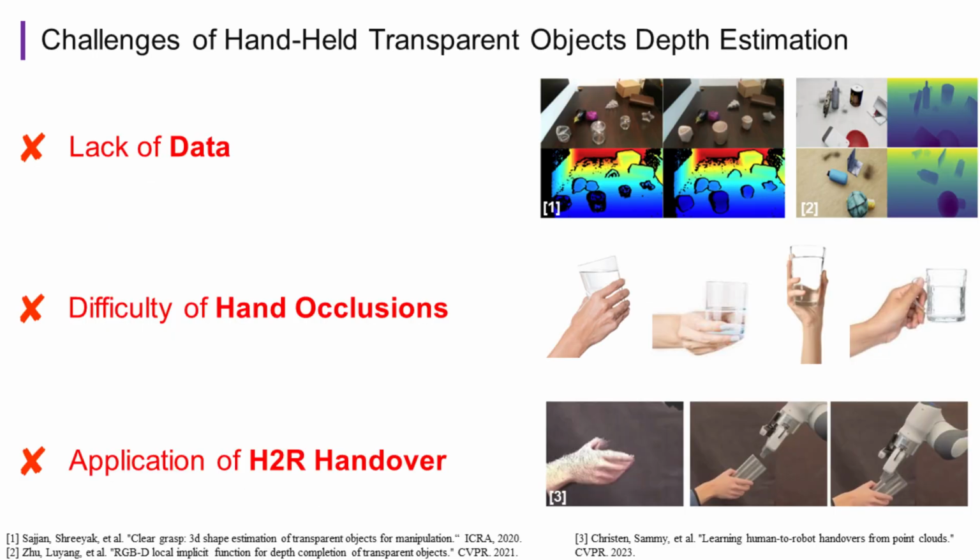For estimating the depth of handheld transparent objects, many challenges exist, including the lack of relevant data, the difficulty brought by hand occlusions, and the potential application in human-to-robot handover scenarios. In this work, we aim to address the aforementioned challenges.